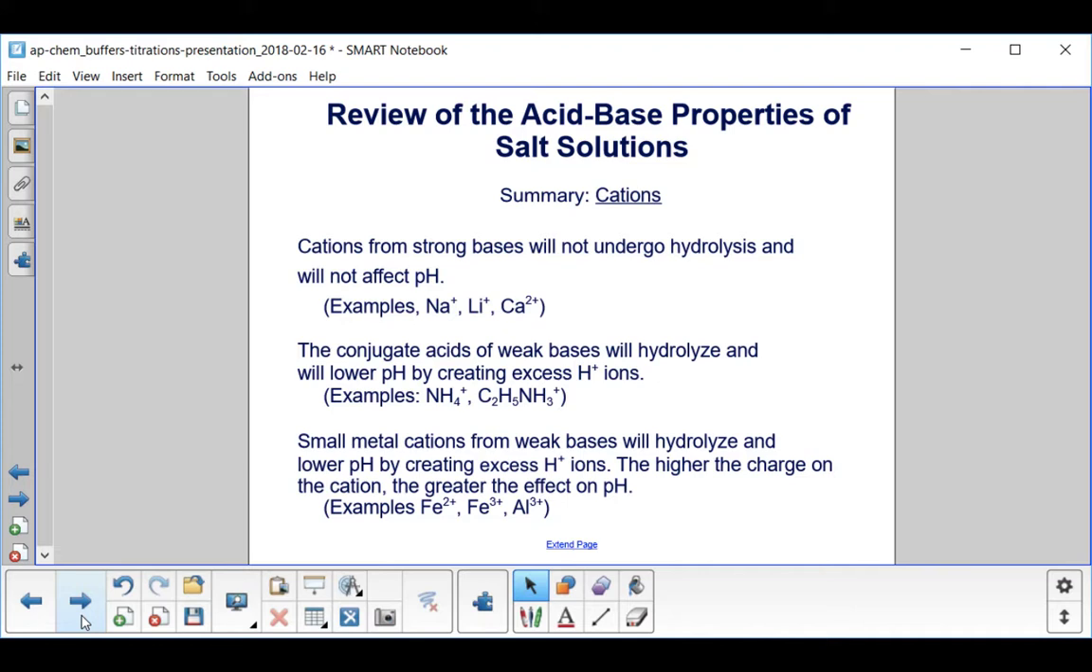Okay? And finally, small metal cations from weak bases will hydrolyze and lower the pH by creating excess hydrogen ions. The higher the charge on the cation, the greater the effect on the pH. So those small metal cations like iron 2, iron 3, and aluminum will hydrolyze and create excess hydrogen ions.